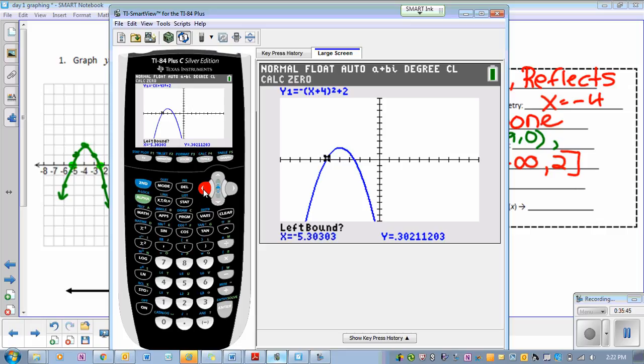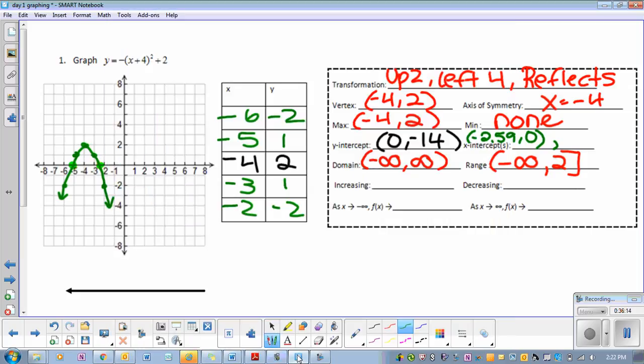So I'm right here. It says go to the left, 1, 2, 3. Hit enter. Go to the right, so I'm going to go back and then go to the right, 1, 2, 3. Hit enter. Hit enter again. So negative 5.41, comma 0. You got it? Negative 5.41, comma 0. Yes?